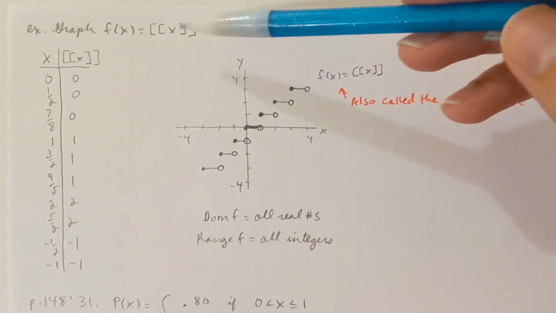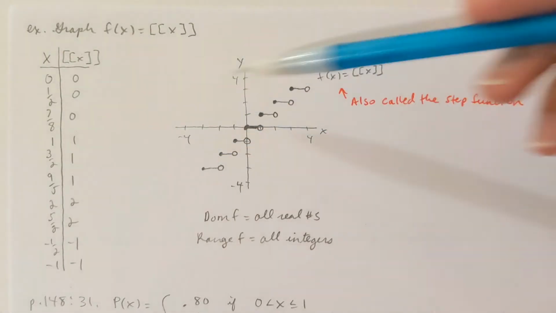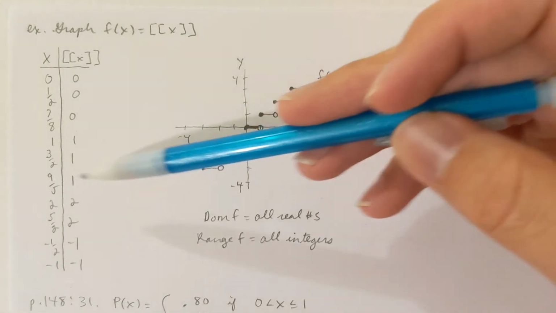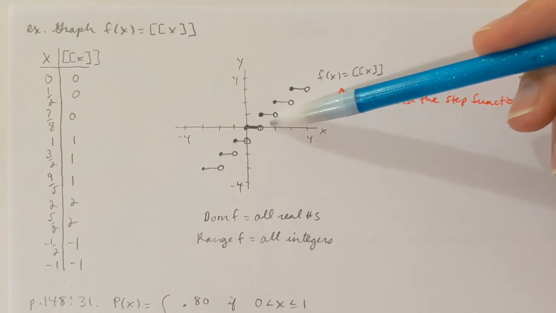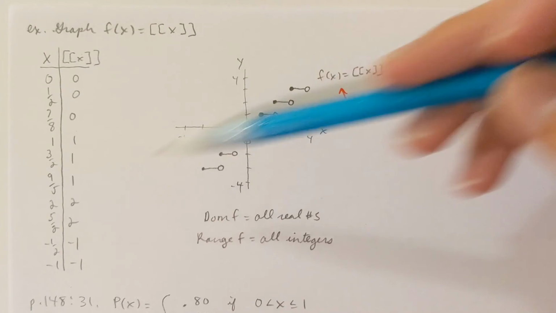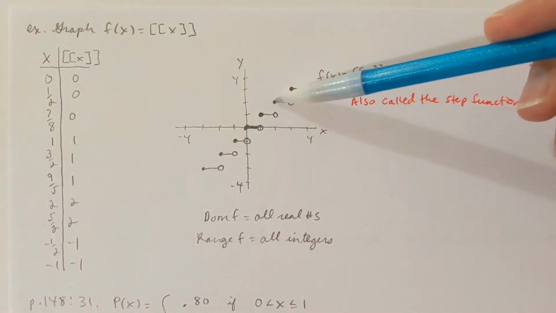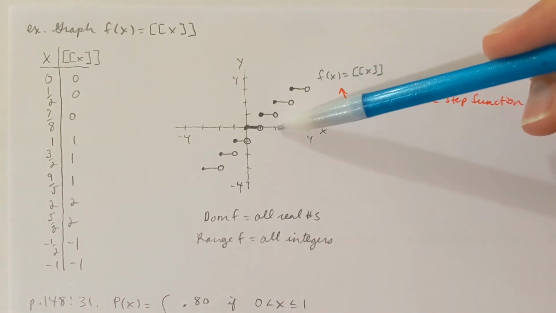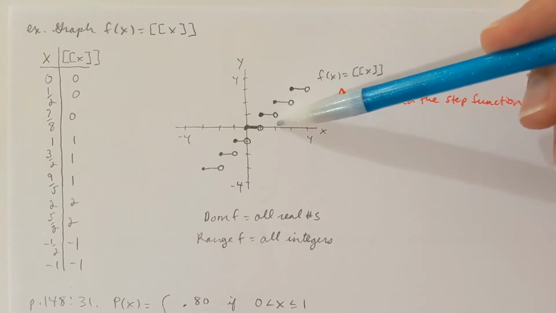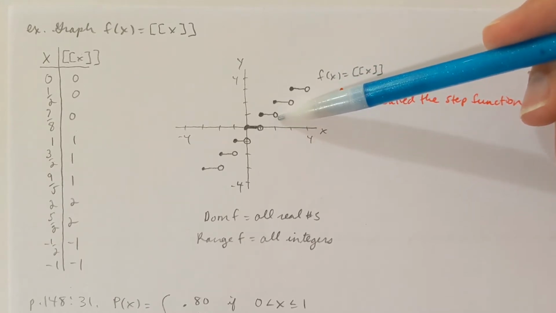If I keep going here, brackets 3/2 is 1. Brackets 9/5 is 1. Brackets 2 would be 2. So (2, 1) is not on the graph because (2, 2) is on the graph. So I want an open circle there at that spot.